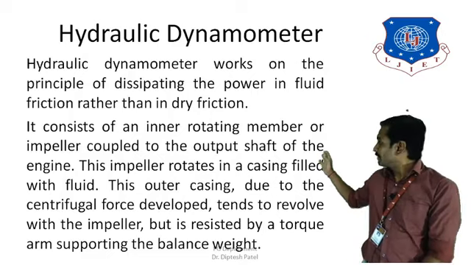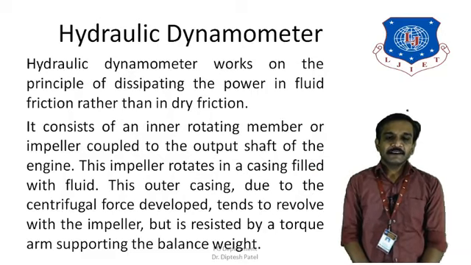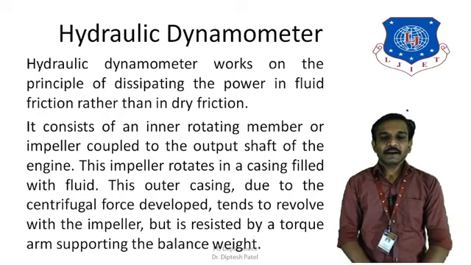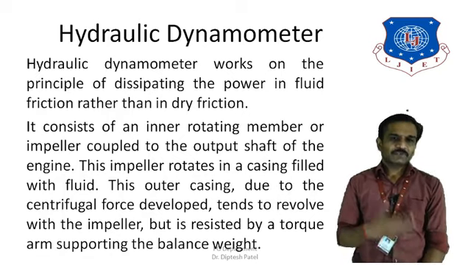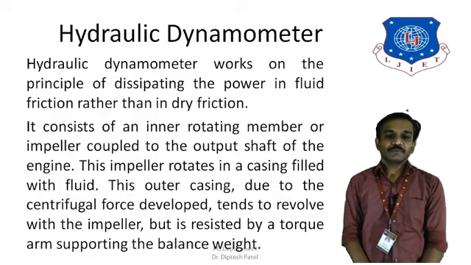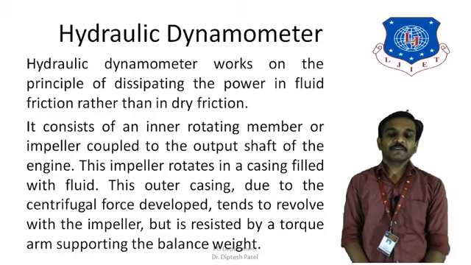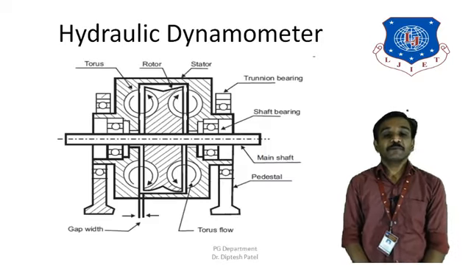The next type that we are going to see is the hydraulic dynamometer. As we have understood that the accuracy of the rope brake dynamometer is not up to the mark, there are a number of other dynamometers that can be used to measure the brake horsepower of the engine. Now let's understand how the hydraulic dynamometer works.